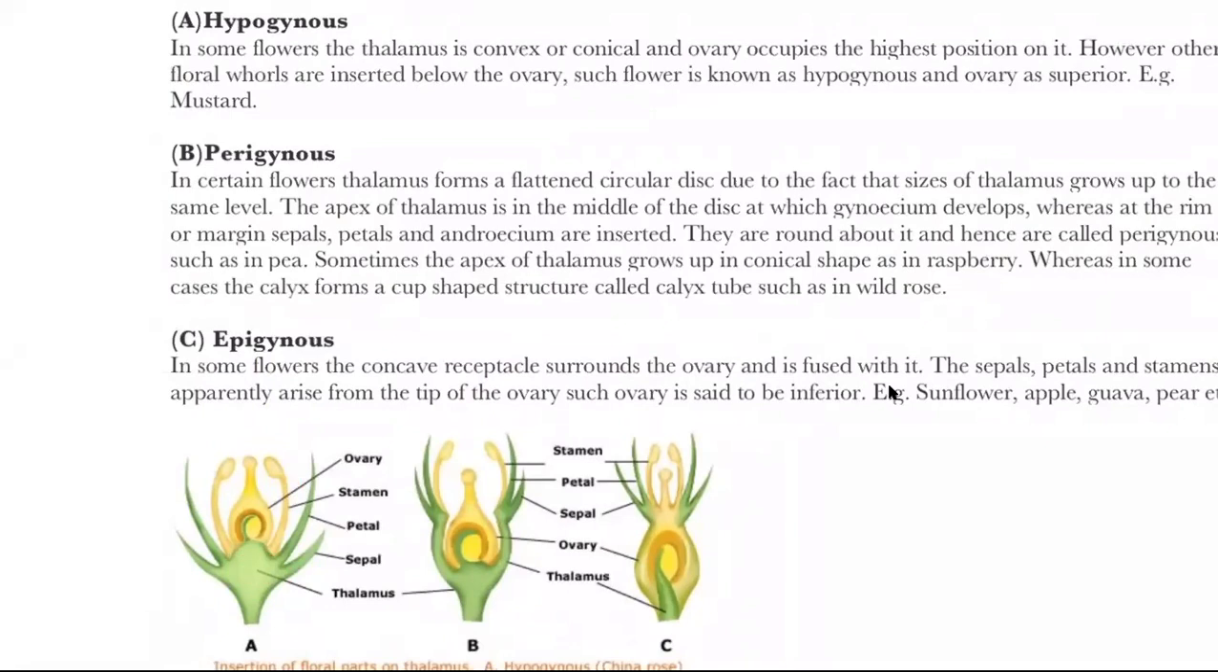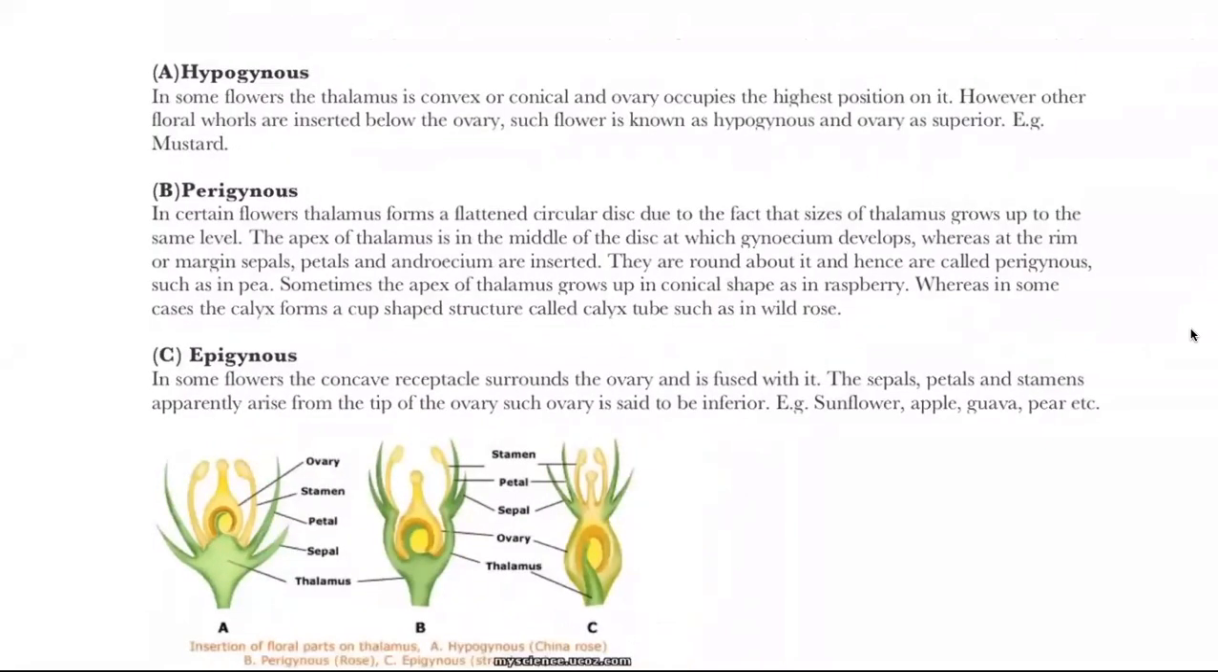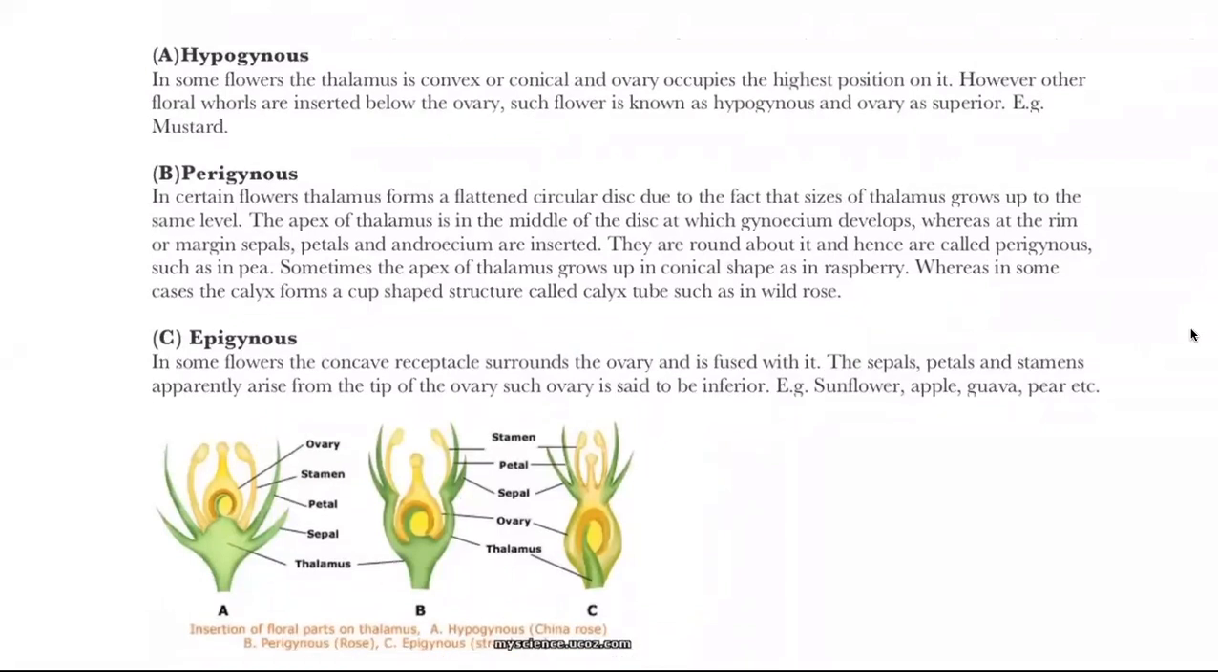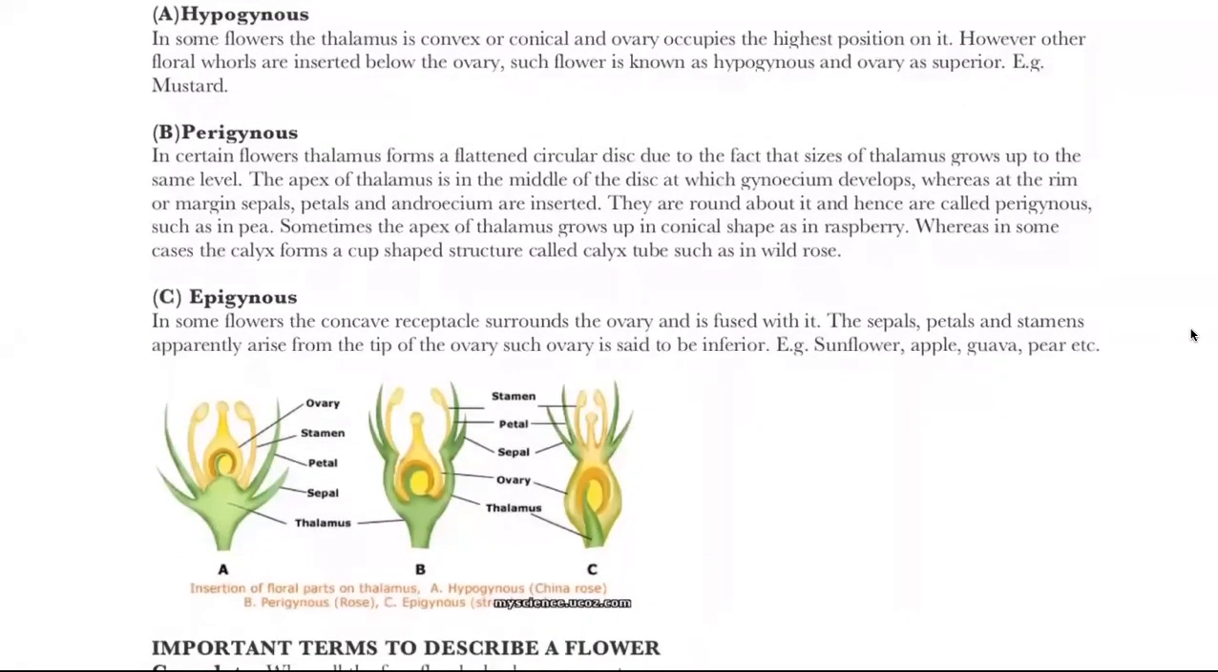ठीक है? Perigynous: in certain flowers, thalamus forms a flattened circular disc due to the fact that the size of the thalamus grows up to the same level. The apex of the thalamus is in the middle of the disc at which the gynoecium develops, whereas at the rim of the margins, sepals, petals, and androecium are inserted. They are round about it and hence are called perigynous, such as in a pea.